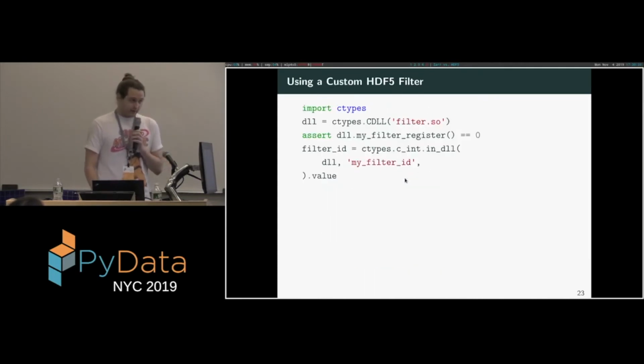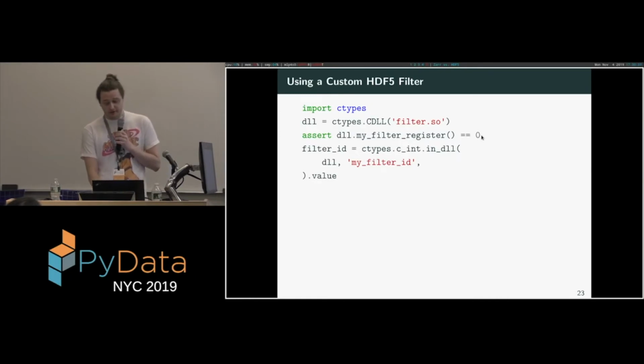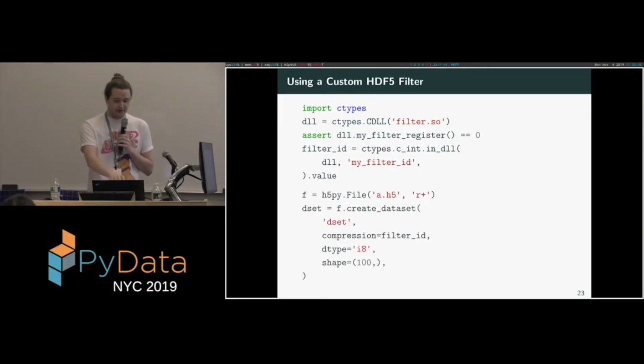So to actually use this from H5Py, we need to somehow load this native code, so the C code, into our Python process. And here I'm using standard library ctypes. We need to register our filter. So I'm going to call this register function from ctypes, assert that it didn't fail, and then I'm going to pull this integer out of the binary. So once we've done all this dark magic, we can actually just pass this integer as the compression parameter to H5Py, and it will just work. So we'll use our filter now for doing compression for this thing, which is pretty cool.